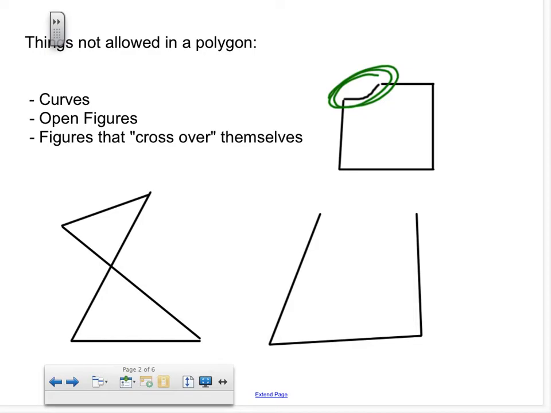It might be considered 2 polygons, 2 triangles touching each other, but by itself, it's not a polygon because the lines cross over each other. Not allowed. This third one here is not a polygon because it's not closed. We've got an open space here. We're not allowed to have an open space. So that makes it not a polygon. So those would be 3 examples of things that are not polygons.